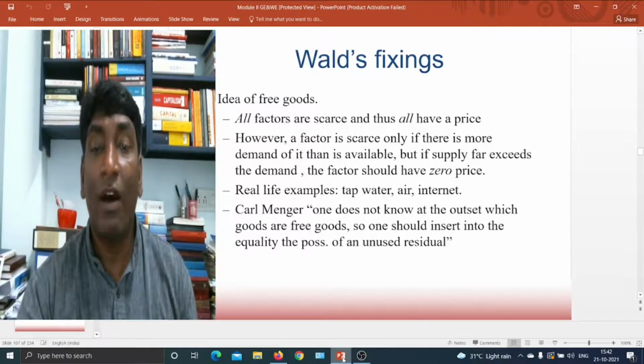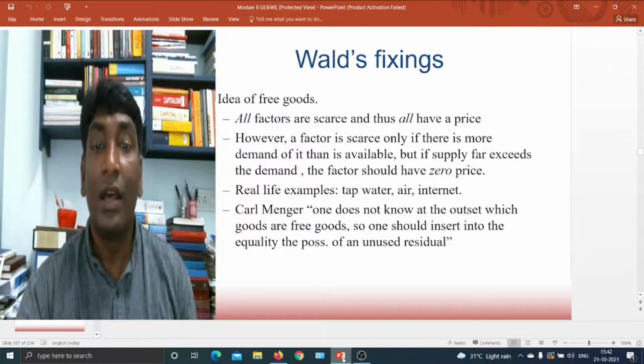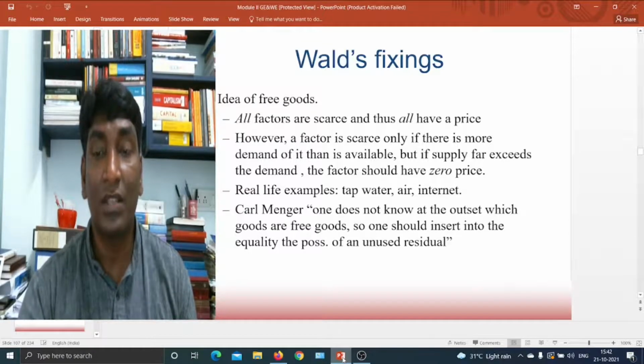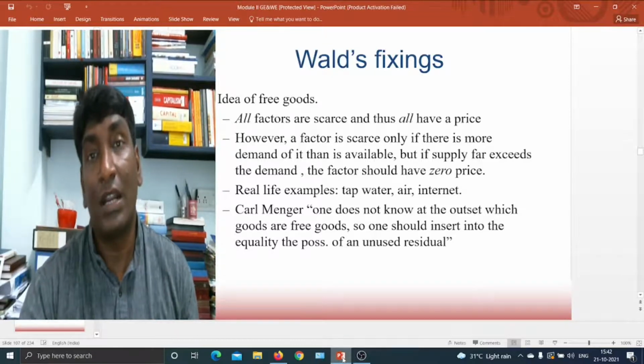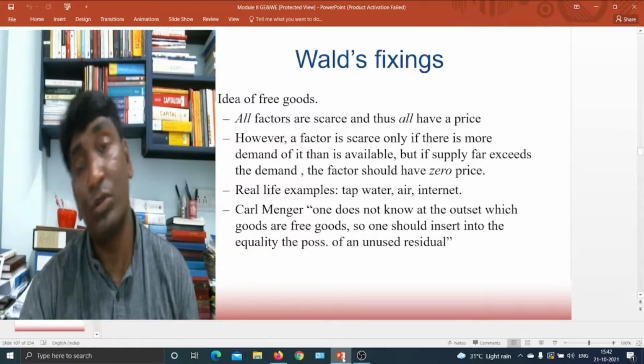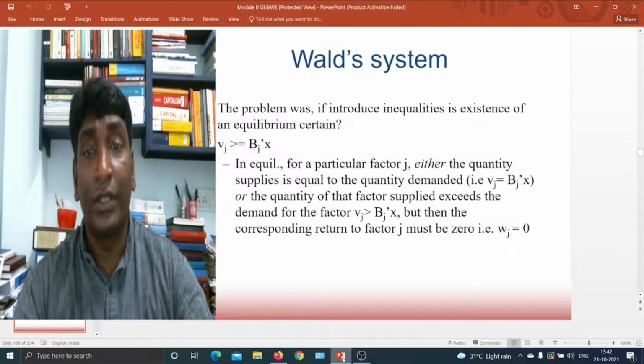But if supply far exceeds the demand, the factor should have a zero price in that sense. A real-life example: tap water, air, internet, etc. can be used as examples of this. And Carl Menger had a critical point, that is, one does not know at the outset which goods are free goods, so one should insert into the equality the possession of an unused residual in that context. So this is also a very interesting observation made by Carl Menger.